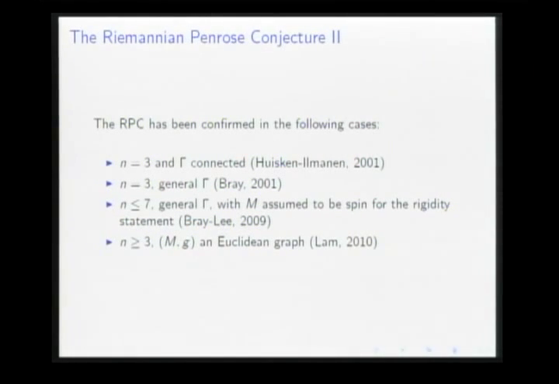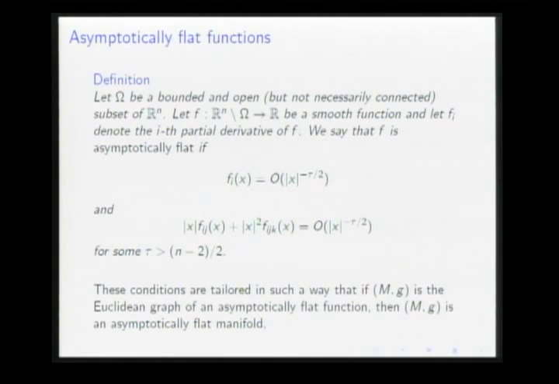And then in 2009, Bray and Daniel Lee extended it to dimension less than or equal to 7, the same proof. And in 2010, that's the paper I was telling you about, this guy, Lam, gave a proof for Euclidean graphs, which was a very elegant and simple proof.